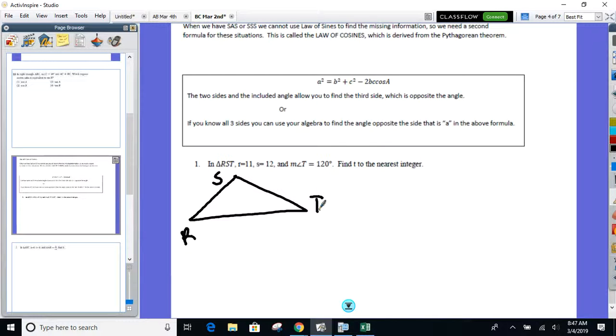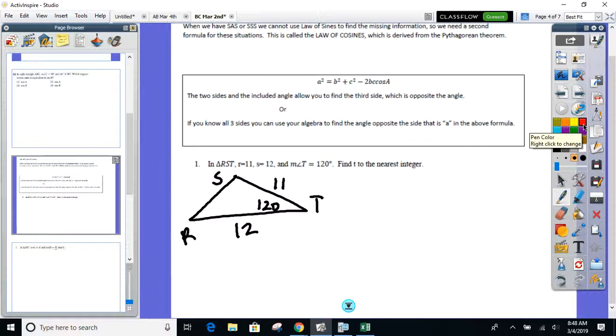Remember, remind me from Thursday, lowercase r is the side opposite angle R, s would be the side opposite S, and angle T is 120 degrees, and we're looking for side t.